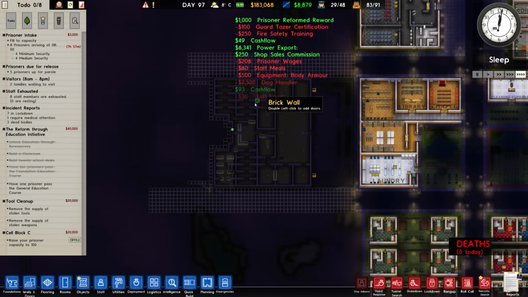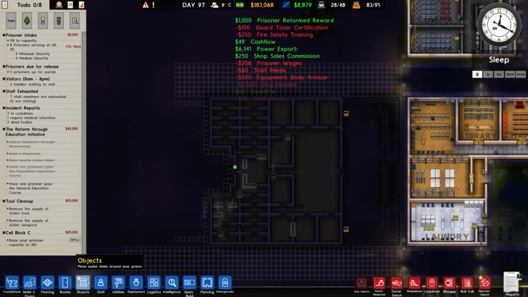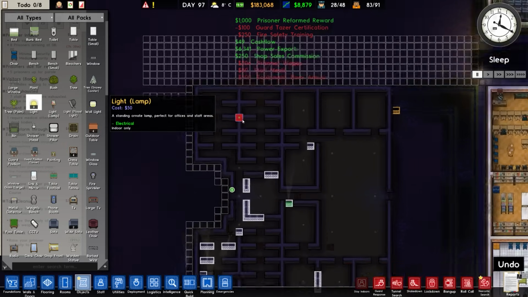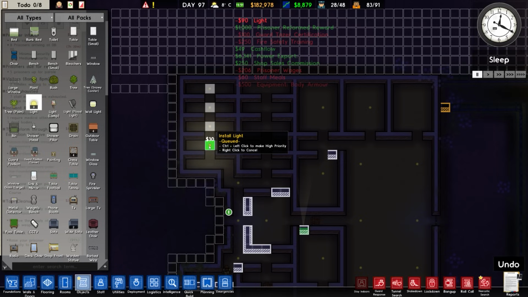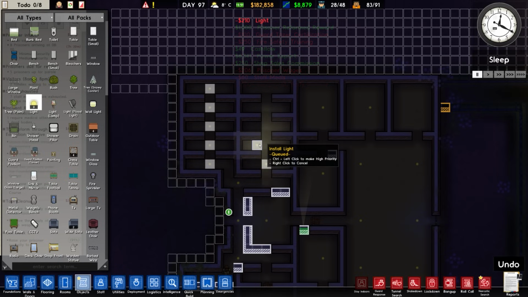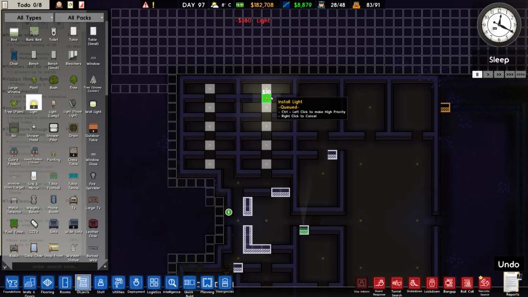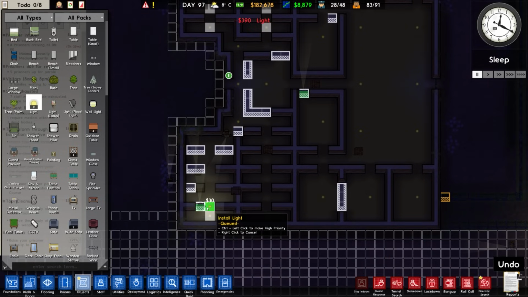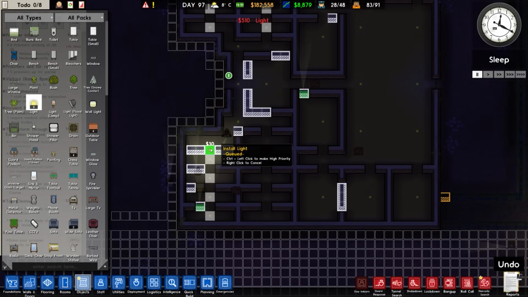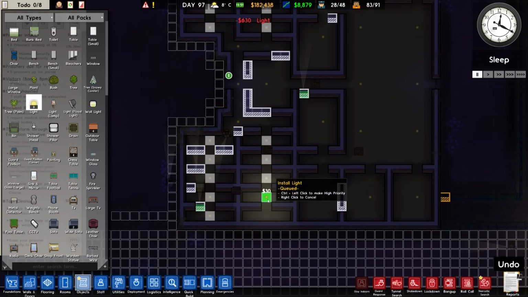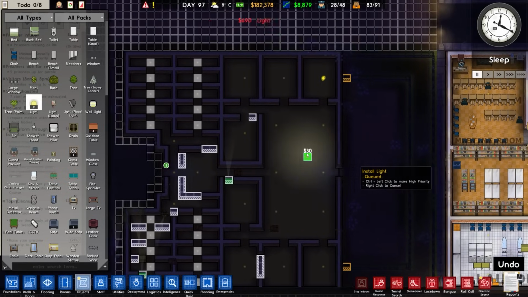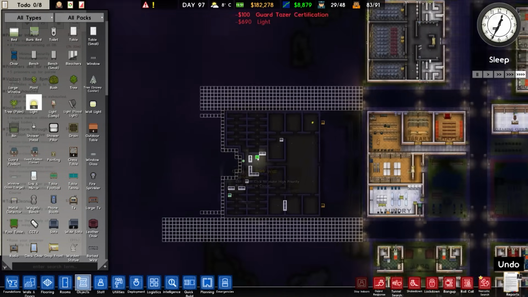Apparently we're on negative daily cash flow. I don't truly believe that is the case. Lighting. Let's put lighting in like so. I'm not going to put them in each individual bit because that'll take a lot of resources. Well, I was going to say a lot of resources. We've got the money, let's be honest. It's not about that. But anyway, we don't need to do that.